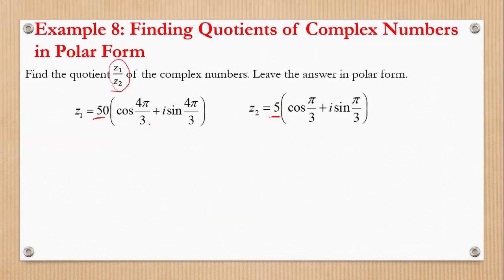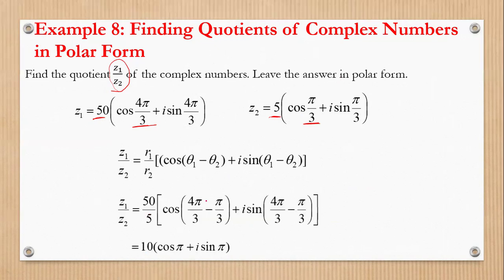And we need to subtract theta. 4 pi over 3 minus pi over 3 for both the sine and cosine. So 50 over 5 is 10. 4 pi over 3 minus 1 pi over 3 is 3 pi over 3. And if I cancel 3 by 3, I get cosine of pi and sine of pi. And that's the complex number, the result of the quotient.